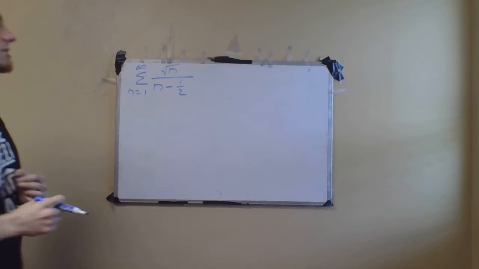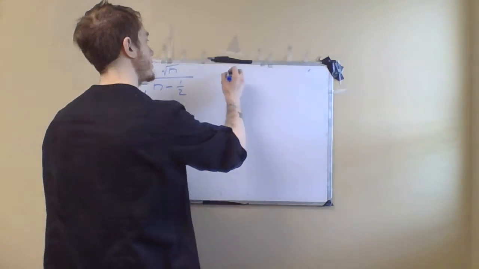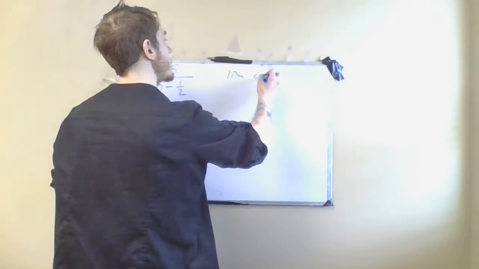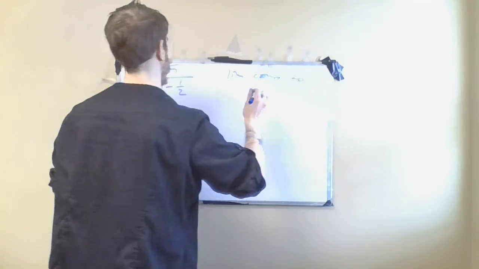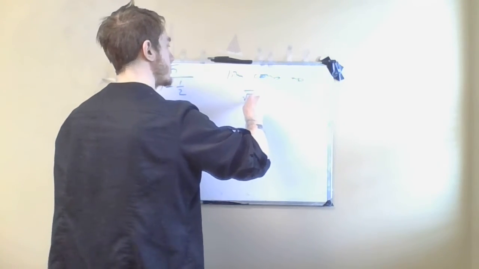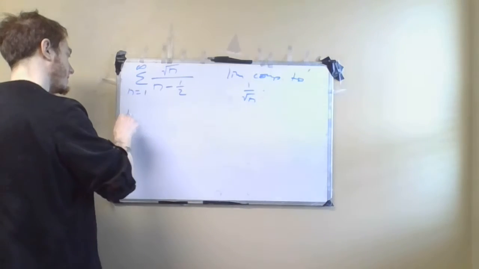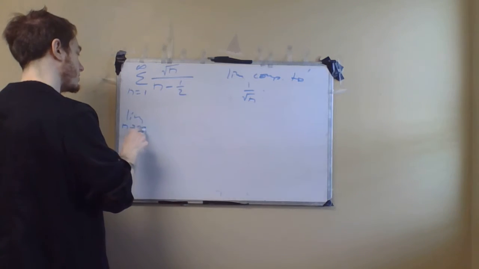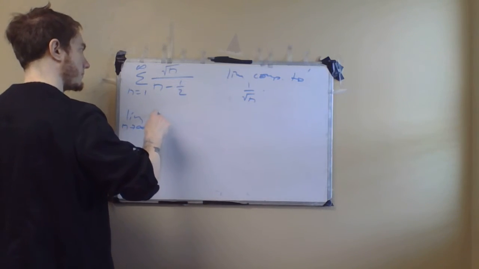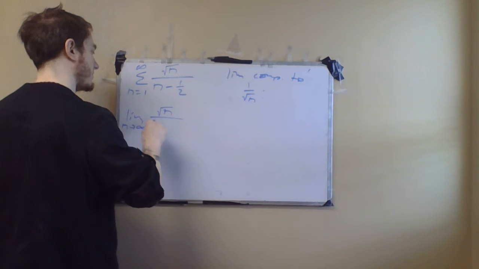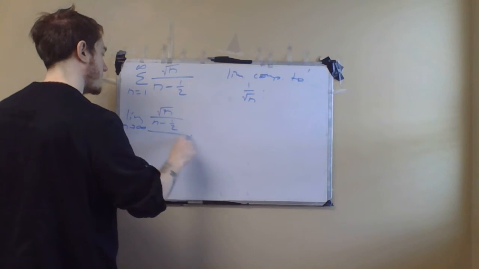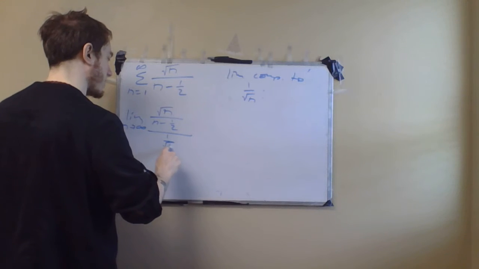Okay, so how could we deal with this problem? Well, the way that I'm going to do it, there might be other ways of doing it, but I'm going to do a limit comparison to 1 over the square root of n. So we look at the limit as n goes to infinity of square root n divided by n minus 1/2 over 1 over square root n.